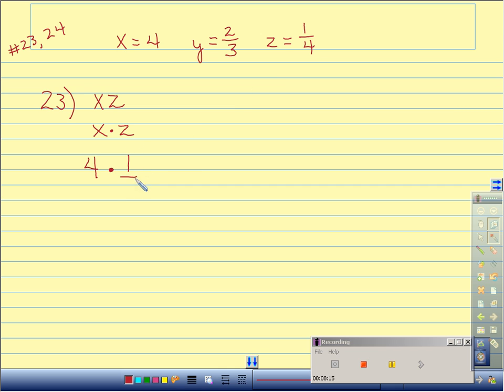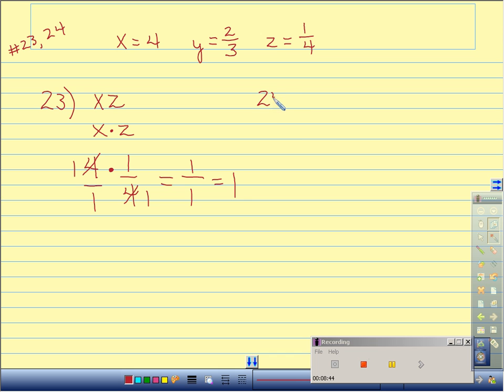We've seen problems like this before. I have a whole number, so I must put it over 1. Now check this out. Can I reduce? Well, I can reduce my 4s by dividing by 4. 4 goes into itself once. 4 goes into itself once. Now look how simple the problem is. 1 times 1 is 1. Over 1 times 1 is 1. 1 over 1 is equal to 1.